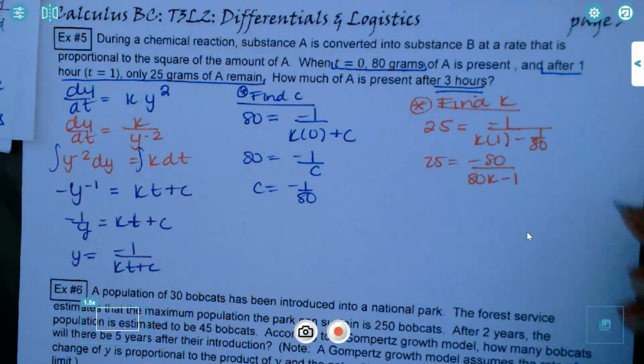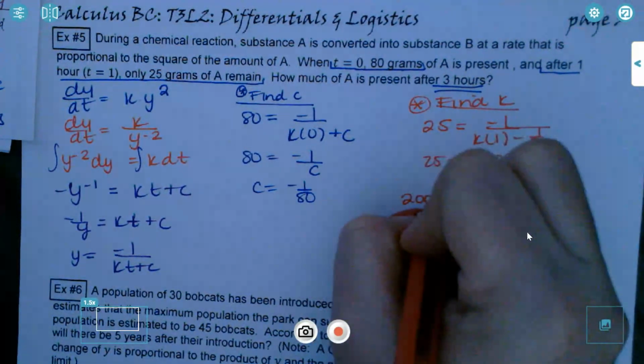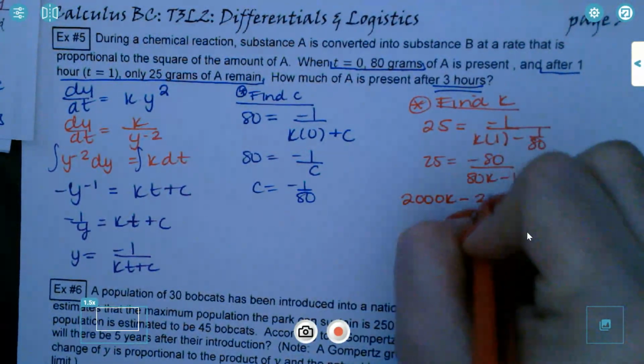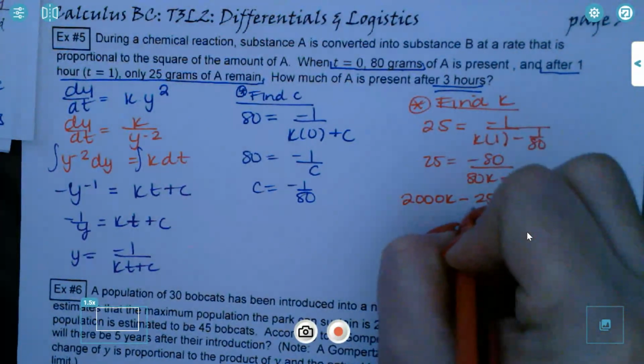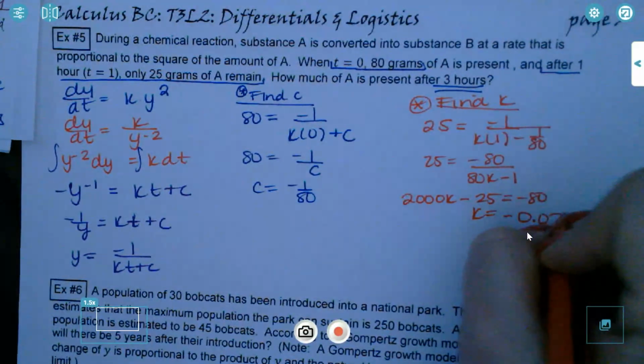All right, so then we're going to multiply across. That's going to give me 2000k minus 25 equals negative 80. And again, my abbreviated k value is negative 0.0275.